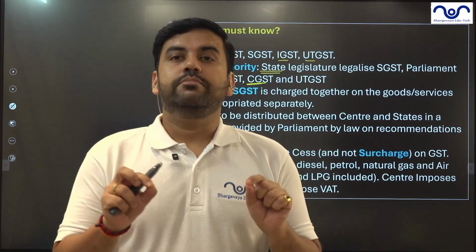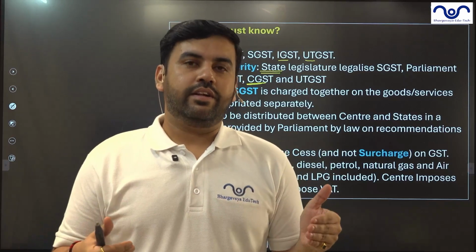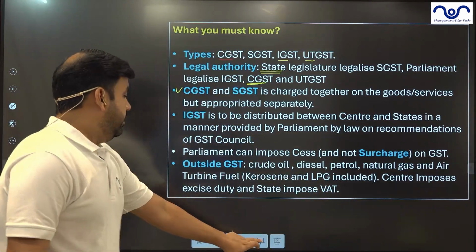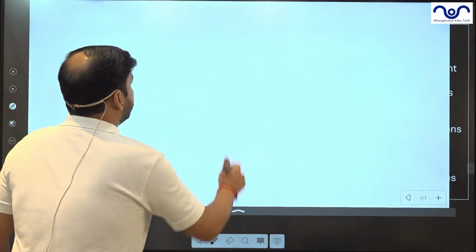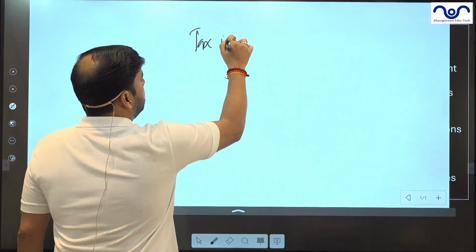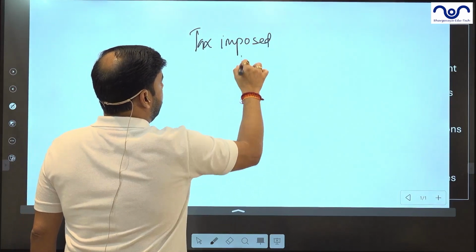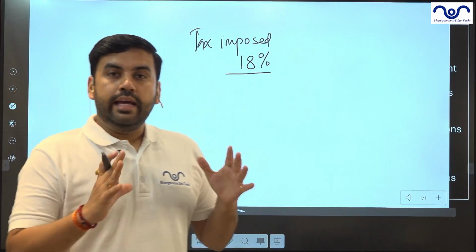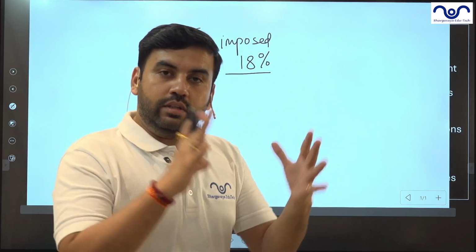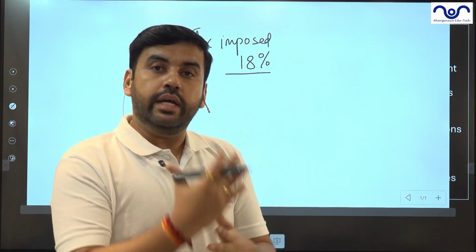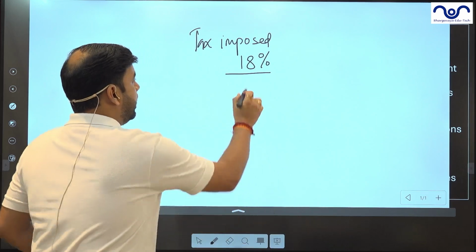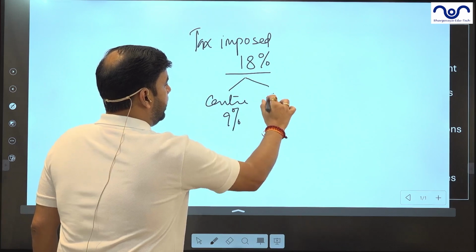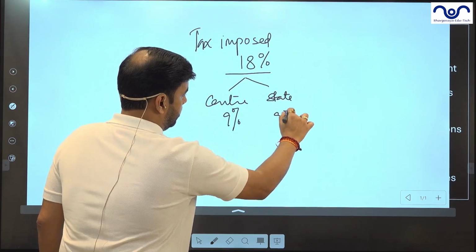Now, whatever tax is being there, it is equally divided between the center and the state. Equally divided. So if it is 18%, that is the total taxation that is going to be implemented. So tax imposed is 18%. Now, this is a composite scheme, right? Here, both center and the state are implementing the laws together, are implementing the taxes together. So they will decide, center will get 9% and state will get 9%.